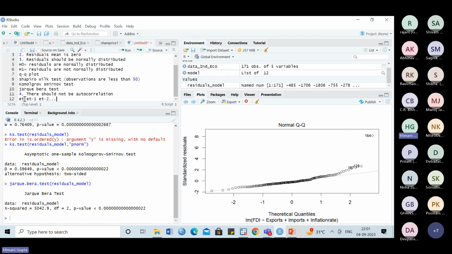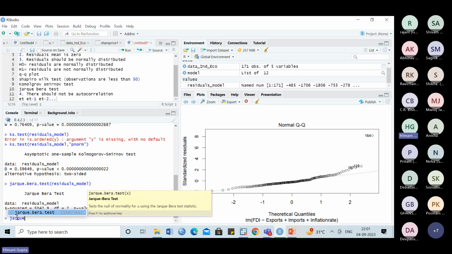Ma'am, the Jarque-Bera test is not coming. It says I could not find the function. Have you loaded the tseries package or not? If you have the library, it should come over there. See over here, Jarque.Bera.test, and in brackets you will observe the package name.